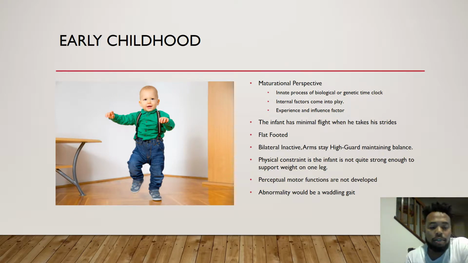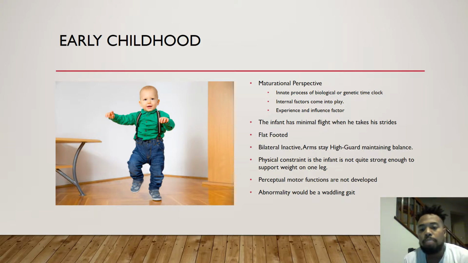I went with the maturational approach, where the central nervous system controls the motor development. The body depends more on internal factors, what the child inherited from the parents, rather than the external, what the environment constraints hold. The observations are watched over a period of time. The maturational perspective initiates the process of a biological or genetic time clock. Internal factors come into play, and experience influences other factors.